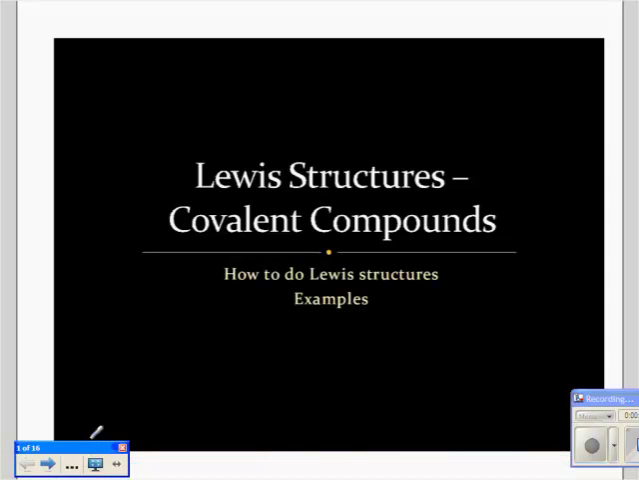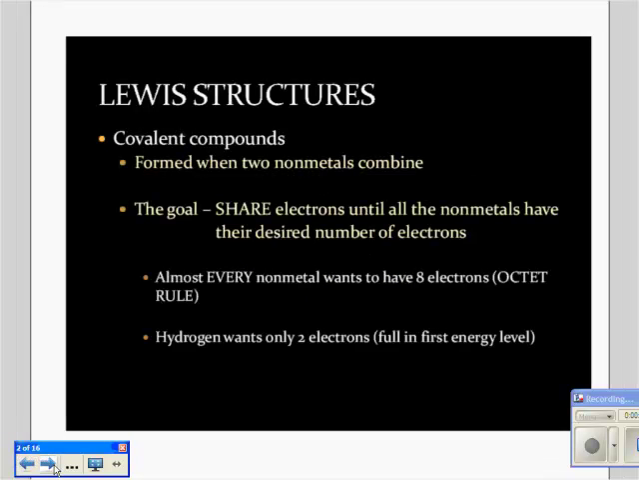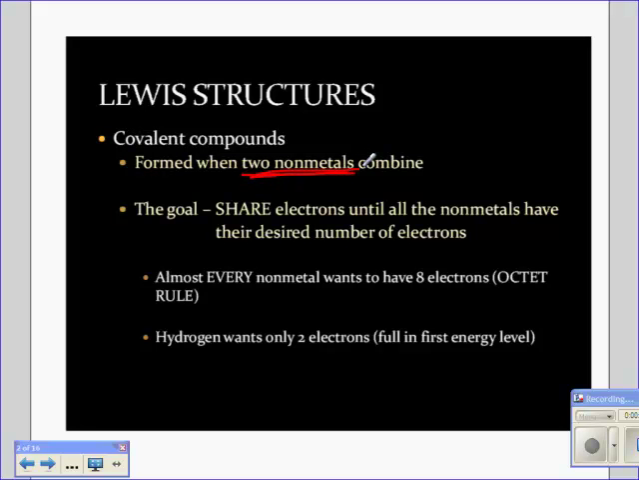All right, so what you're going to look at here is how to do Lewis structures for covalent compounds. Remember, Lewis was the guy that looked at valence electrons, and he made Lewis dot diagrams. These are sort of a similar idea to that. You're looking at covalent compounds. You'll know it's covalent because you have two nonmetals being put together.